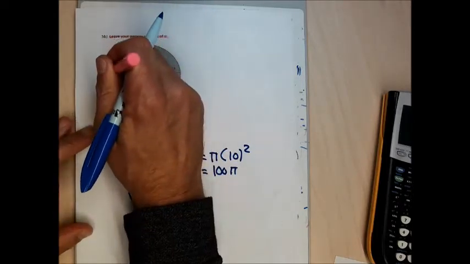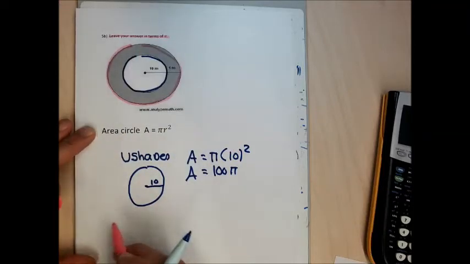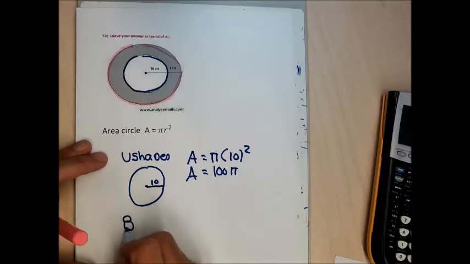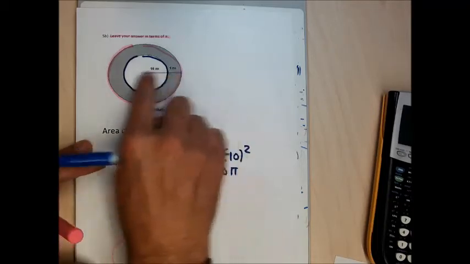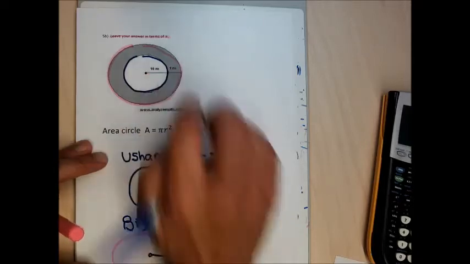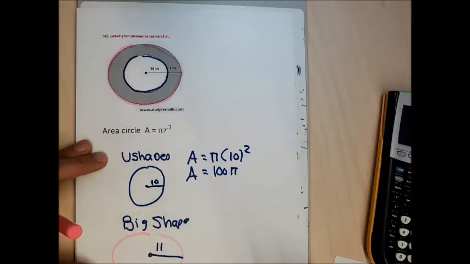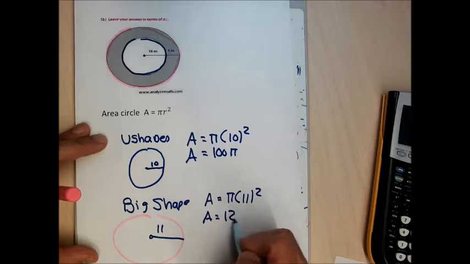Then I'm going to find the area of the big shape, the big circle here. And when I go to find its area, it's a little bit tricky because the radius of this is the 10 meters from the little circle plus the 1 meter from this band. Its radius is going to be 11 meters technically. The area of the big shape is going to be pi times 11 squared, and 11 squared is 121 pi.